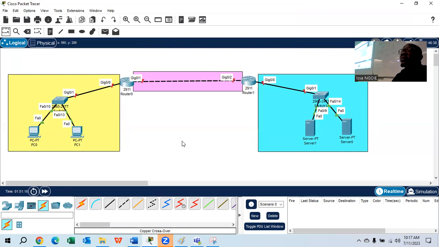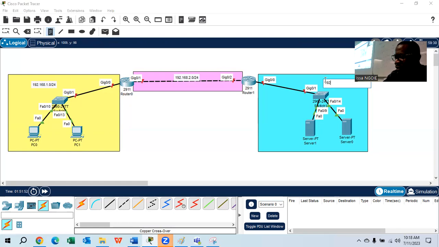How many colors are there? 3 colors means 3 networks, right? And remember, the connectivity between 2 routers is a network. So my network ID can be 192.168.1.0/24. This one can be 192.168.2.0/24. Let me remove the extra. It's a network ID.